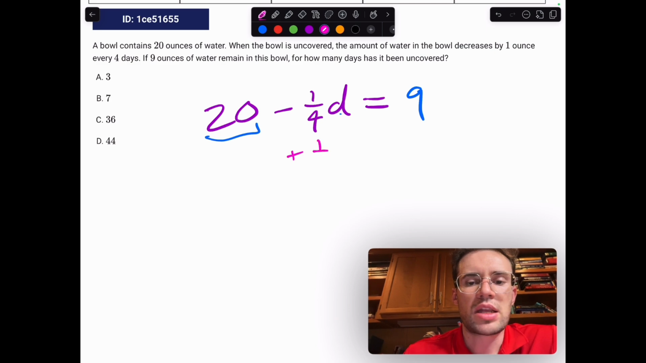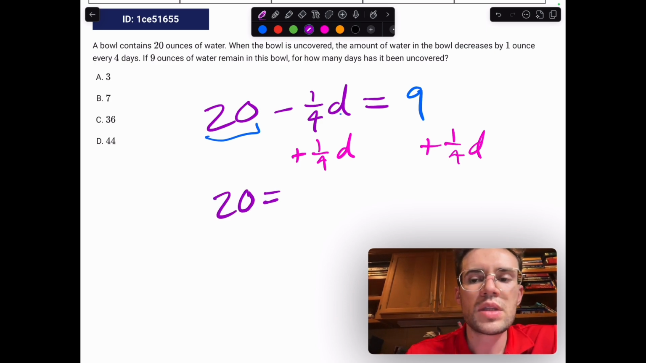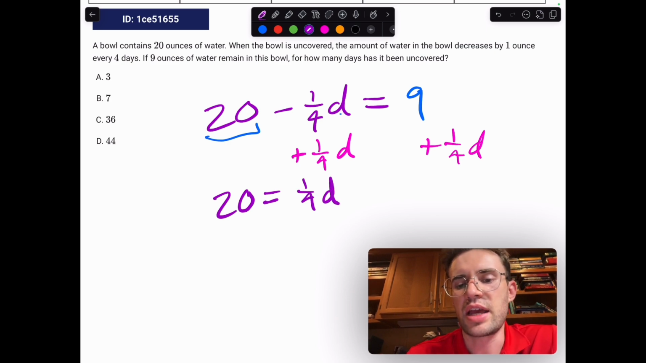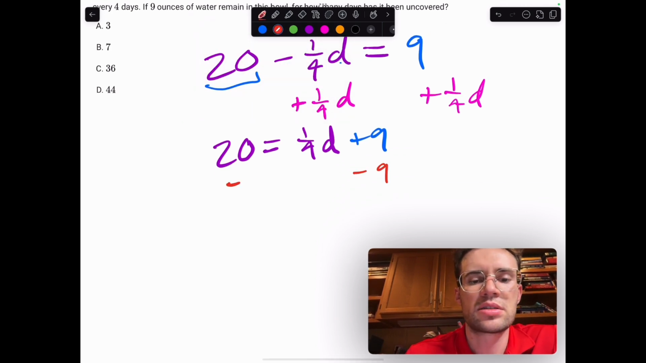So I'm going to do the days on this side. The reason I'm doing this is just so that I don't have to deal with the negative. And you can argue it ends up being more steps. It's not really worth it. But that gives me that 20 is equal to 1/4 times the number of days plus 9. And now to get the days alone, we're going to subtract 9 from both sides, which gives us that 11 is equal to 1/4 times the number of days.